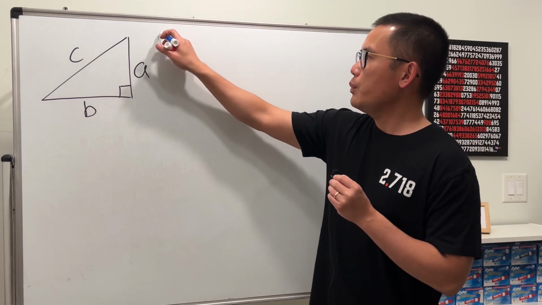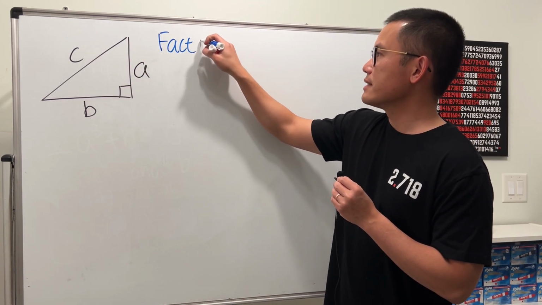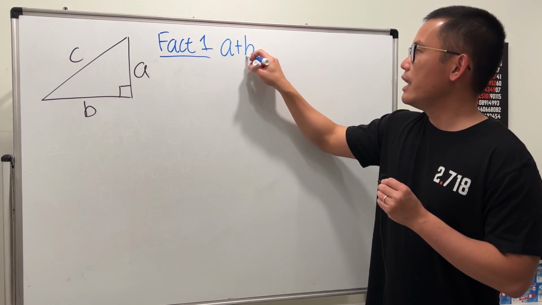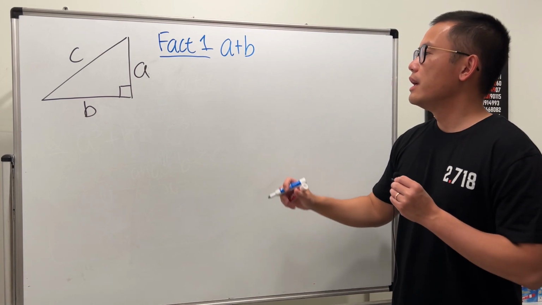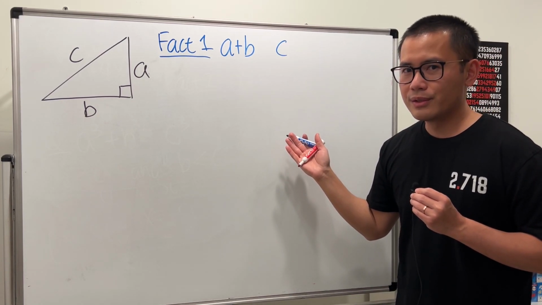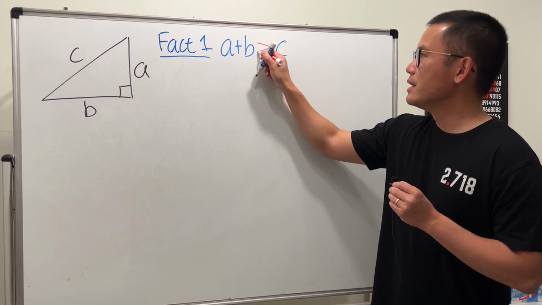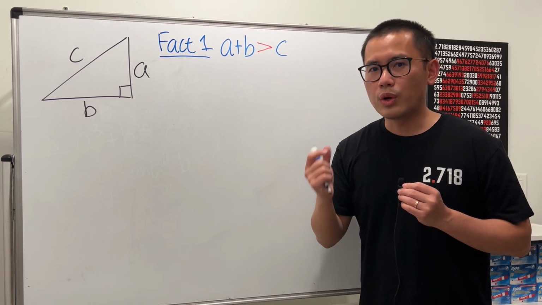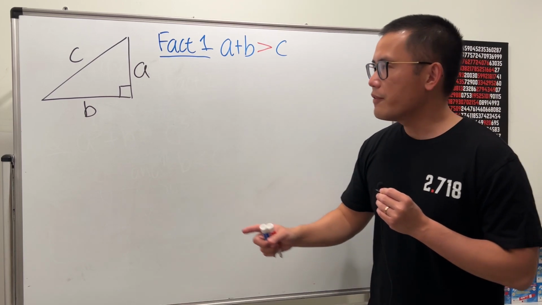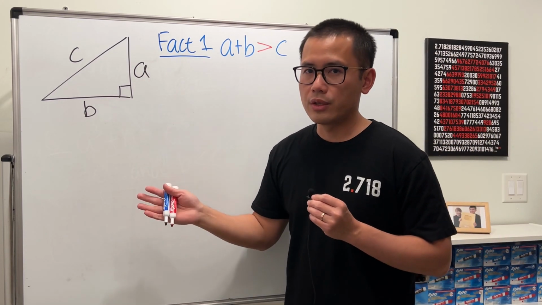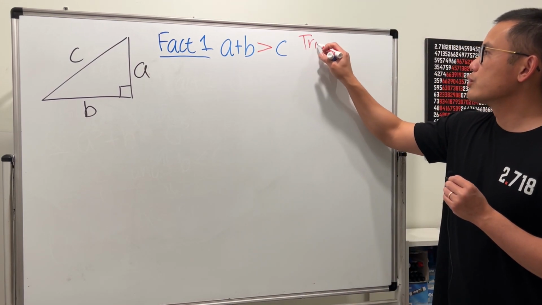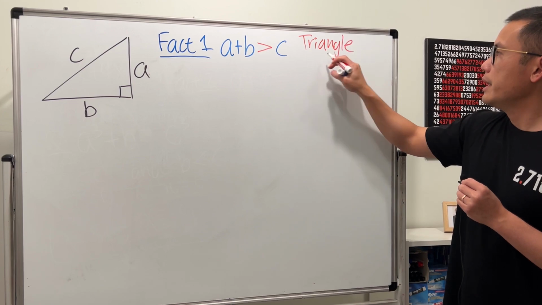Well, firstly, I would like to tell you guys that this is fact number one. If you just add A and B together, and notice that these are just the first powers, and you compare that with C, which side is going to be bigger? Well, it will be A plus B, because this is known as the triangle inequality. It's actually true for all triangles. Whenever you add any two sides of a triangle, it has to be greater than the third side. So let me write that down real quick. Triangle inequality.